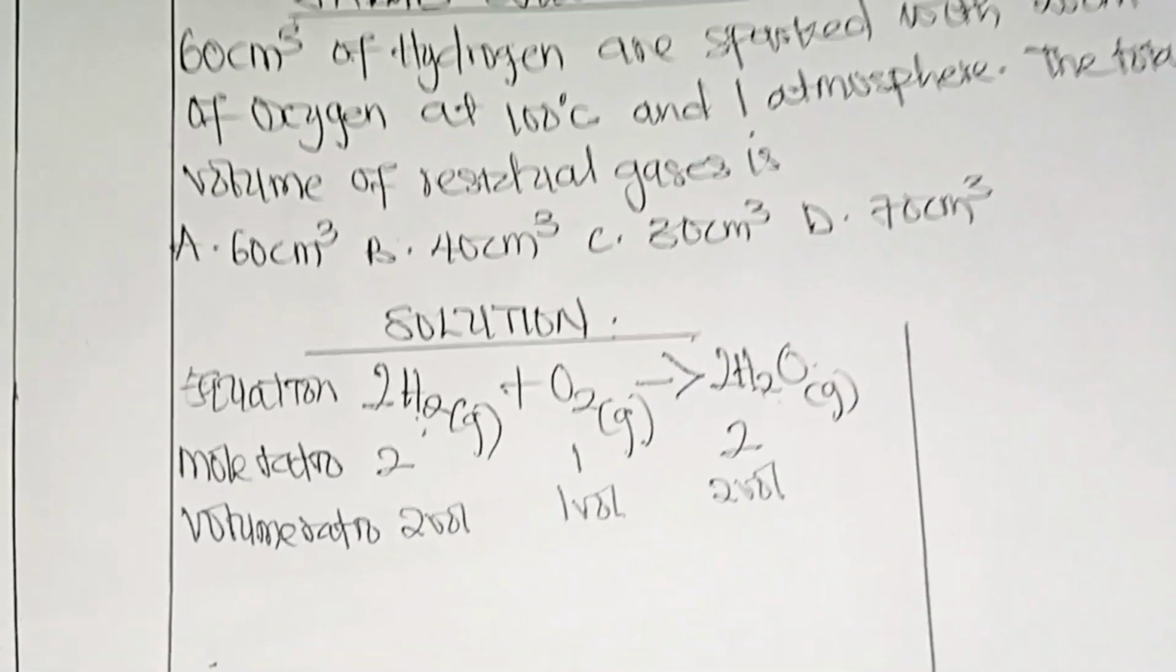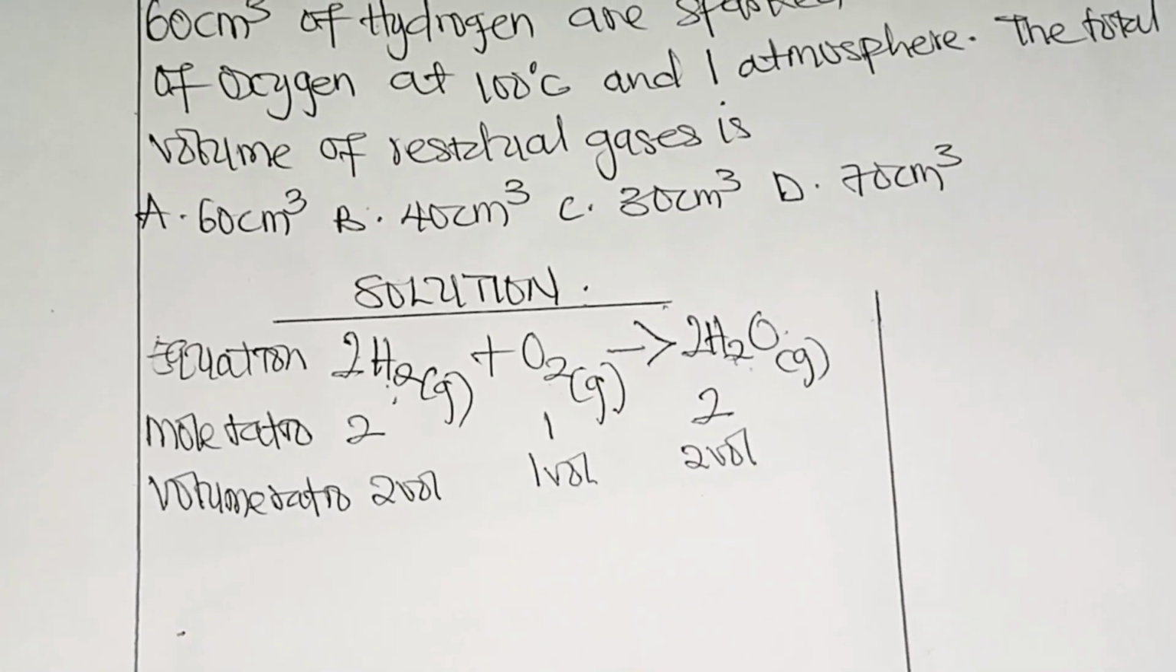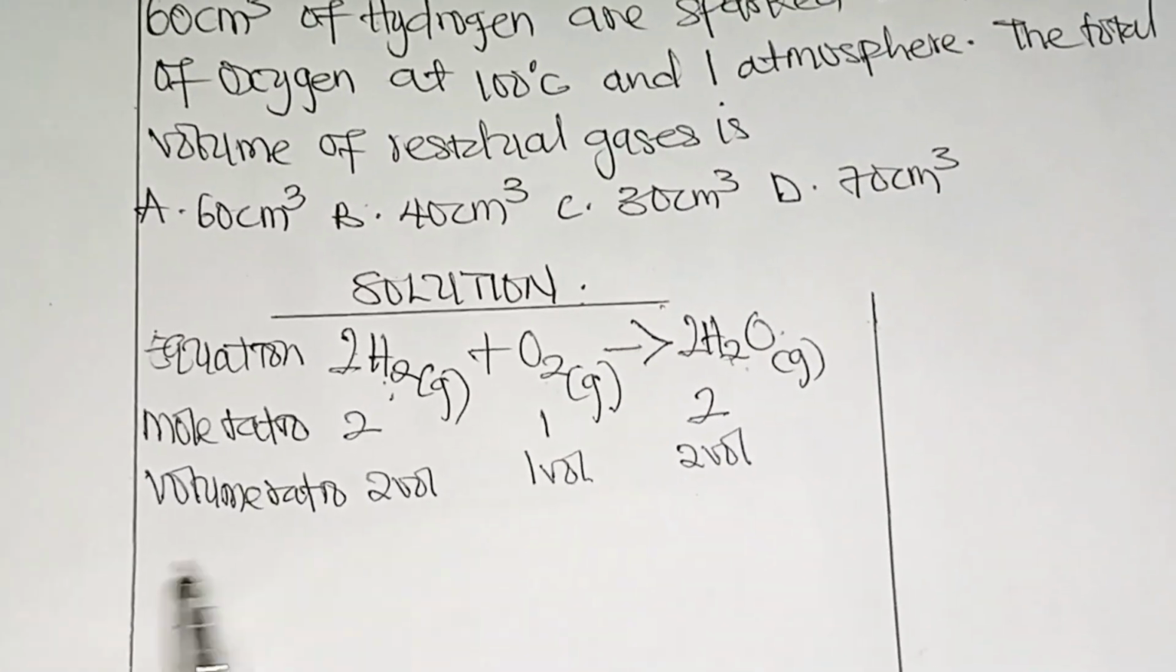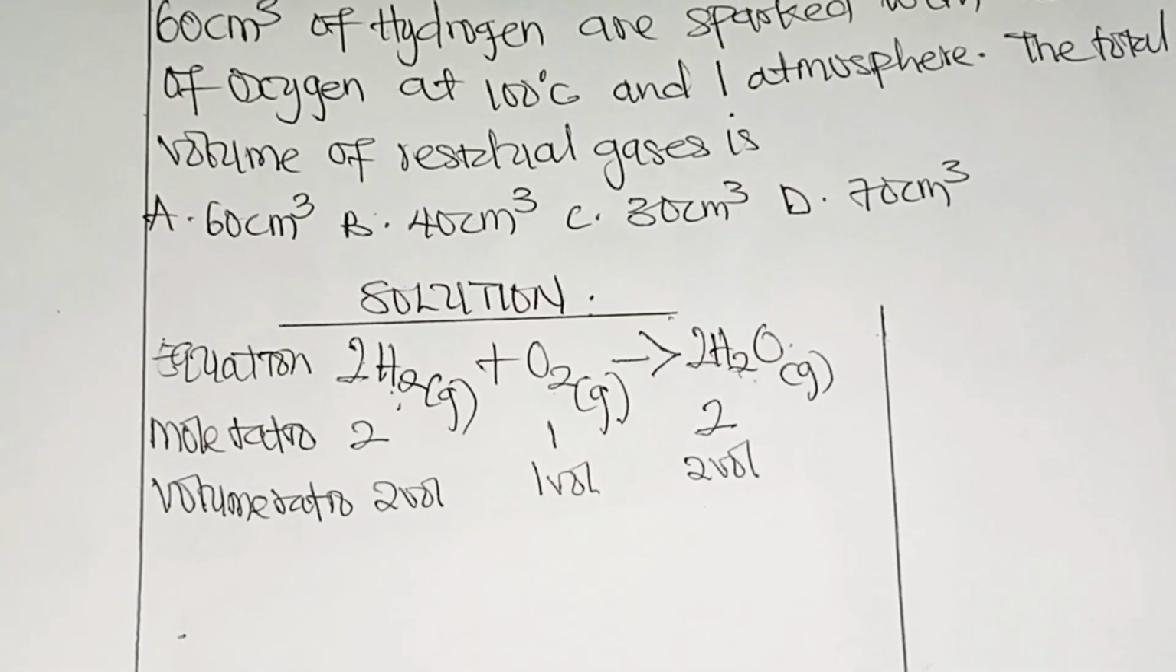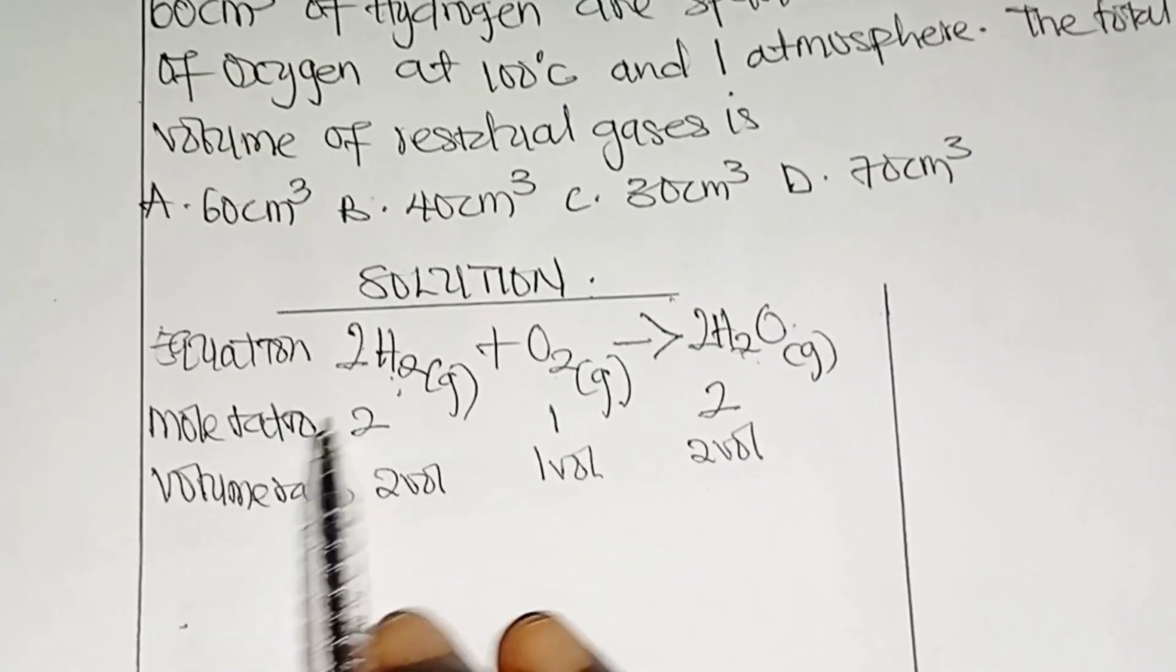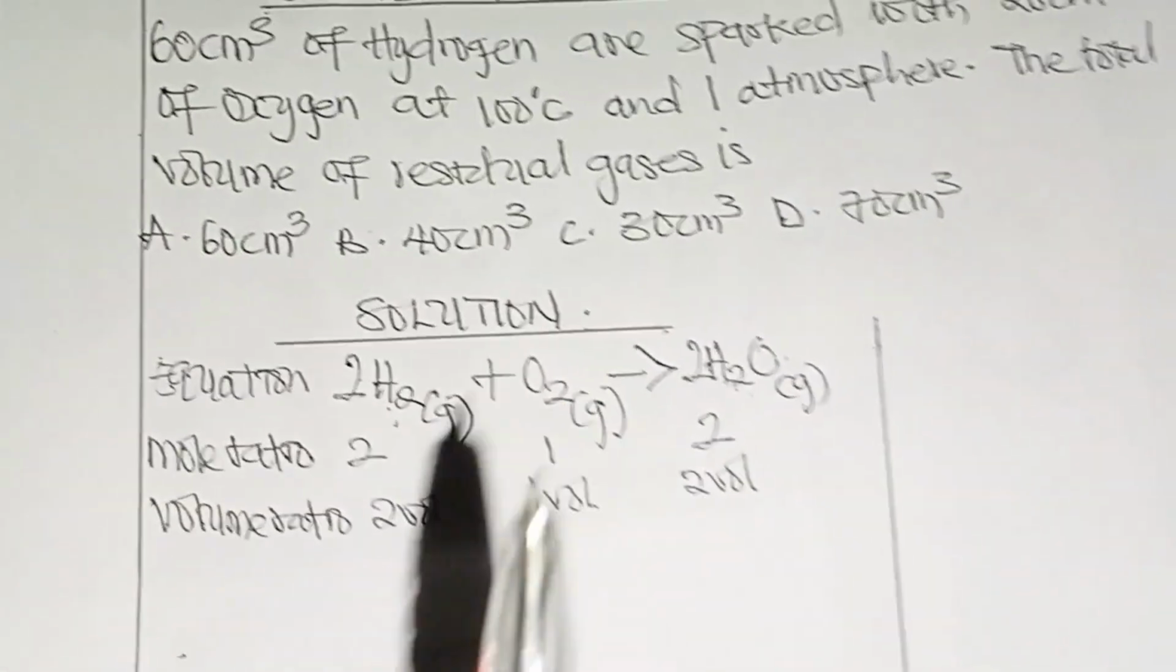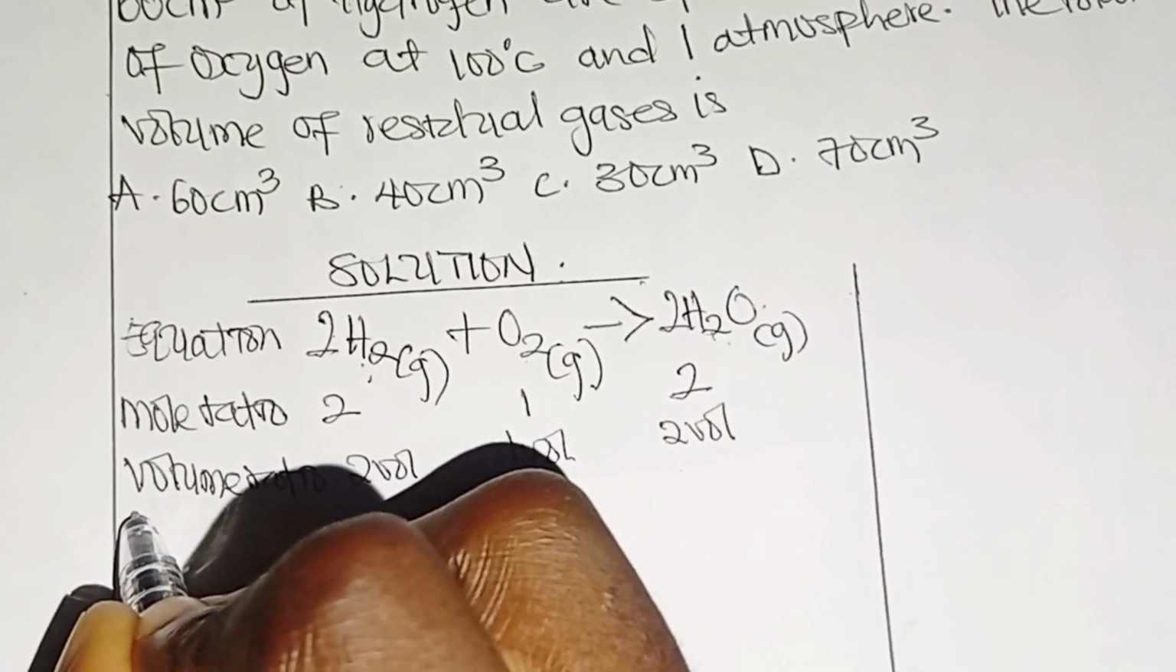Very simple. What's the first step? Write out the equation for the reaction. What's the second step? Write out the mole ratio. And what is the third step? Represent the mole ratio with what? Volume ratio. Then the next step is to write out the given volume. The given volume is from the question.